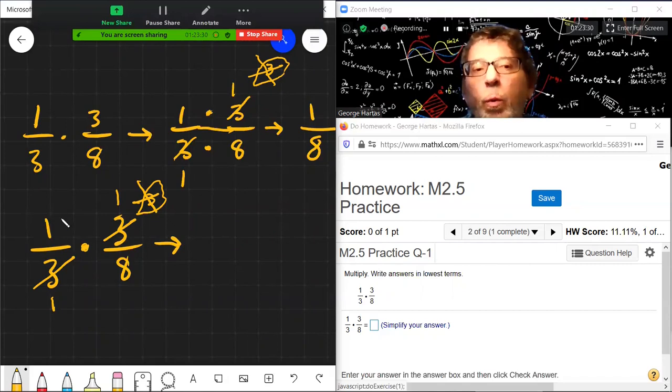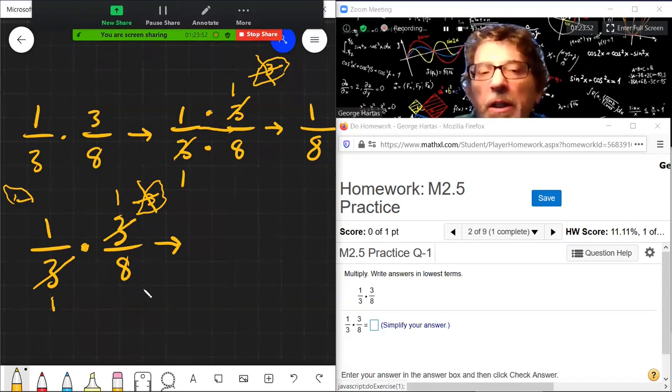Now, whenever you have a 1 involved and you're trying to reduce, you cannot reduce because 1 is as low as it goes. The only number that divides into 1 and 8 is 1, but that doesn't help any. 1 divides into 1 one time. 1 divides into 8 eight times. We're back where we started. So when you have a 1 involved, don't try to reduce a 1.